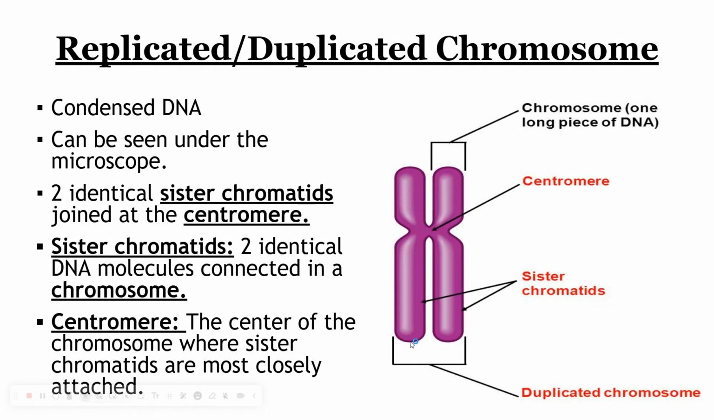So these are sister chromatids. They're identical pieces of DNA. So one replicated chromosome is technically two pieces of DNA connected to each other. And the reason it's two pieces of DNA is because DNA doubled during interphase. So these are called duplicated chromosomes, a replicated chromosome. This is one replicated chromosome. So become familiar with that term. We're going to be using that more often as we go throughout the slides.